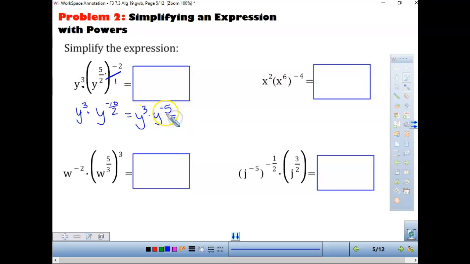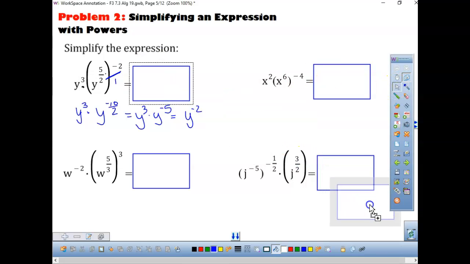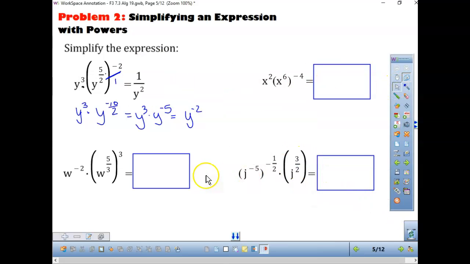Yes. We're multiplying, so that NAME, multiplying, means we're going to add. That gives us y to the -2. When we look at our solution for this problem, it should be 1 over y to the second. We cannot have any negative exponents.